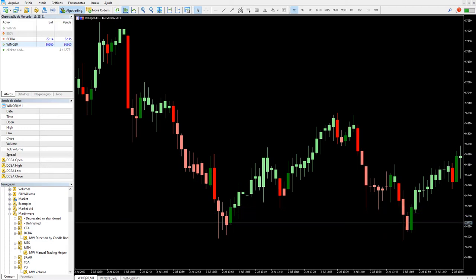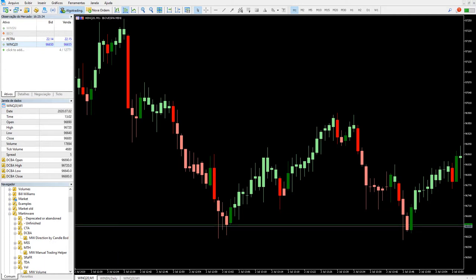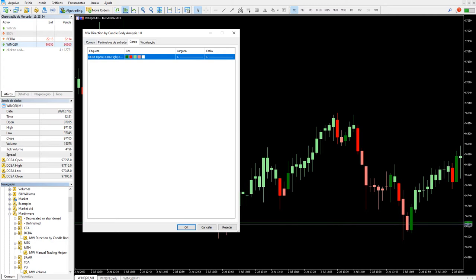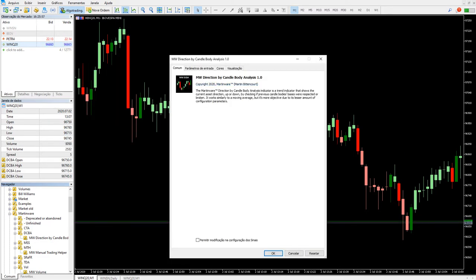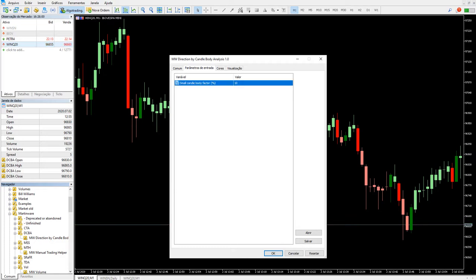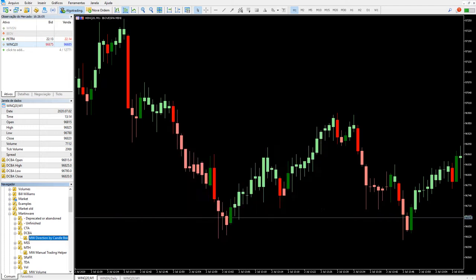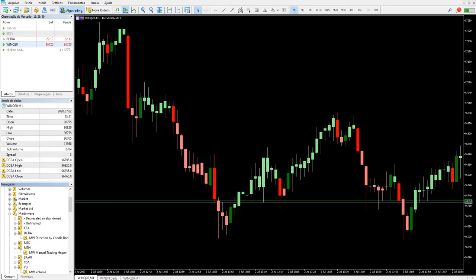And I'm here to show you my newest product that will be available in the MT5 market, which is this indicator you are seeing here on the screen, the Martinware Direction by Candle Body Analysis, or simply DCBA. As with any indicator, you can just drag and drop it here once you have downloaded it. Here's the main front. Parameters, only one parameter, very simple. Here you can select the colors. You just press OK, and here it is.